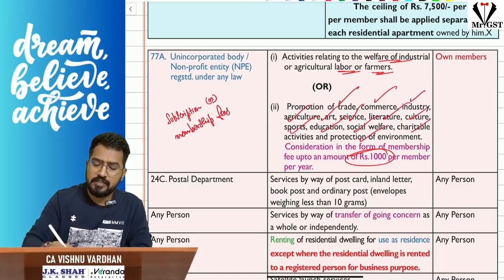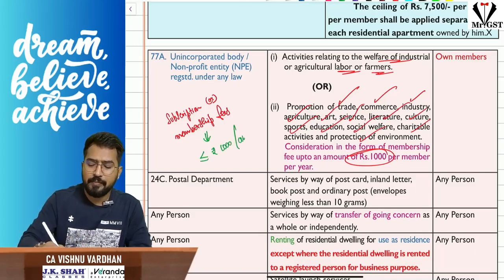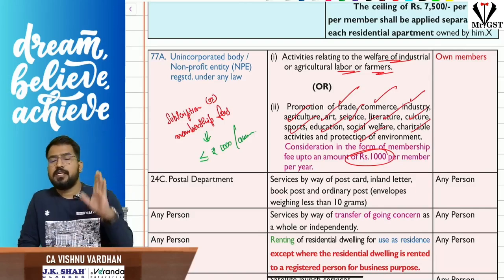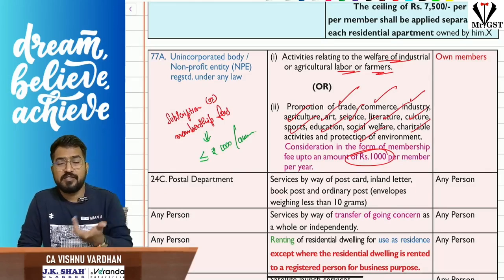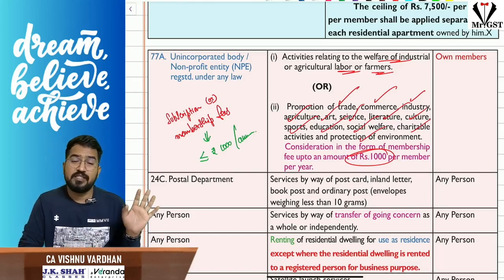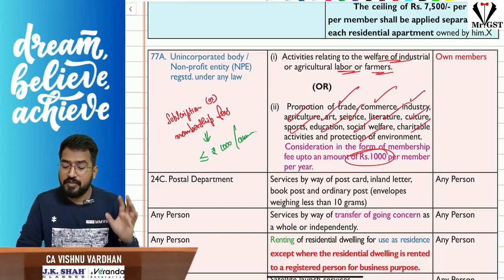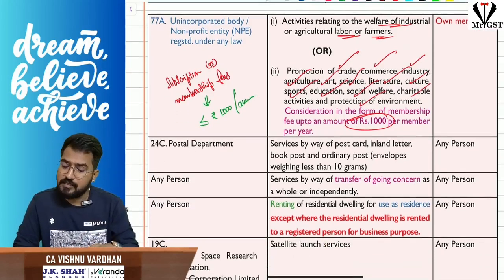Okay, if it is less than or equal to rupees 1,000 per annum, then it is exempt under GST. Nowadays any association or union taking subscription fees of less than or equal to 1,000 is very rare. But if that is the case, that is exempt under GST.